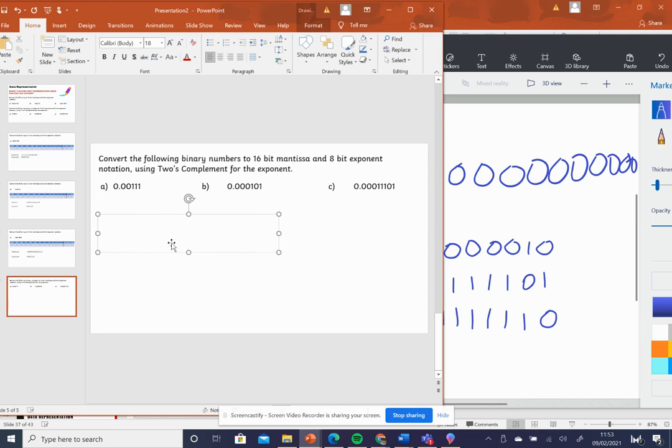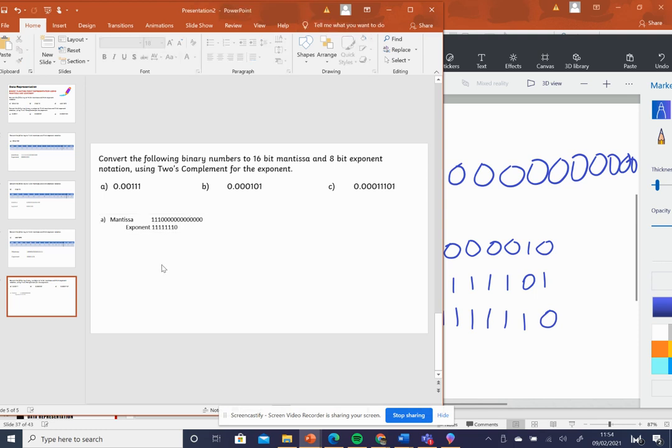For A, it's 1, 1, 1, with 13 zeros, and then it's times 2, and my exponent is 1, 2. So you could write down your solution like that, or you can write it down the same way that I had it before. Just make it clear which one is the mantissa and which one is the exponent. You can leave it like that.